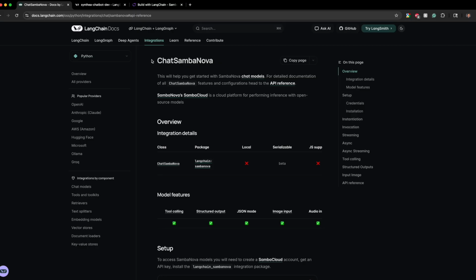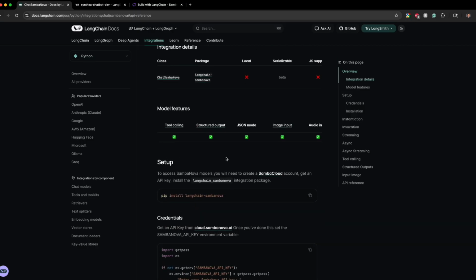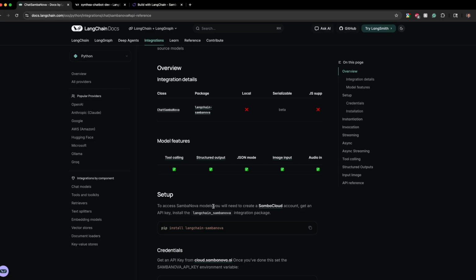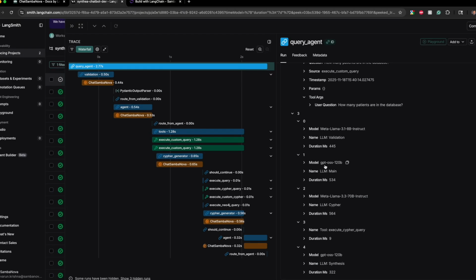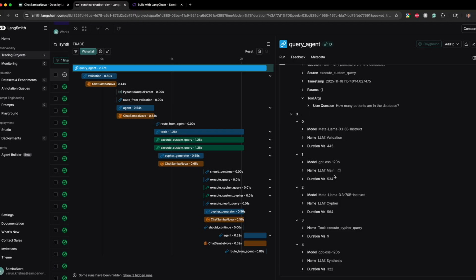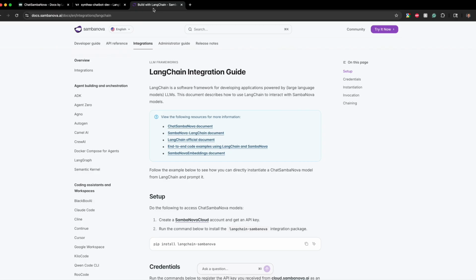This application uses the chat SambaNova wrapper for LangChain that you can obtain from the LangChain SambaNova package. That allows you to seamlessly track all agent calls and LLM calls in LangSmith, as you can see in here. We also have integrations with several popular agentic frameworks that you can see in our documentation here.